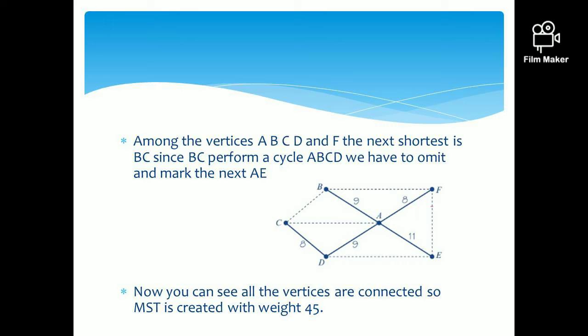Now, look into the arcs with minimum weights. If you refer to that, you will understand that the next minimum value is BC. But if you connect BC, it creates a cycle of A, B, C and D. Therefore, you have to omit the arc BC and the next goes to AE. Therefore, I will connect the vertices A and E from the edge AE. Now you can see it has formed the entire minimum spanning tree with weight 45. Hopefully you have understood how to use Prim's algorithm to find the minimum spanning tree for this question.